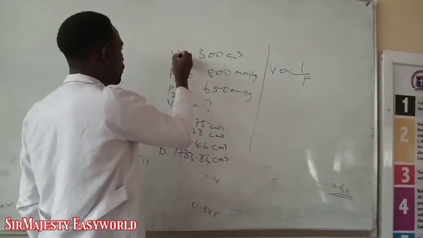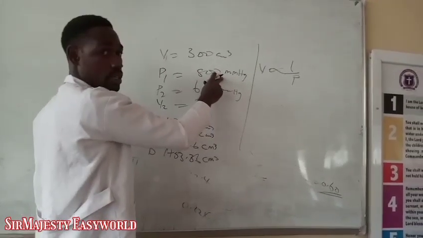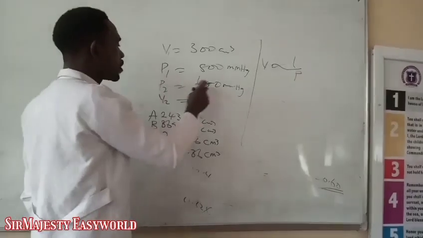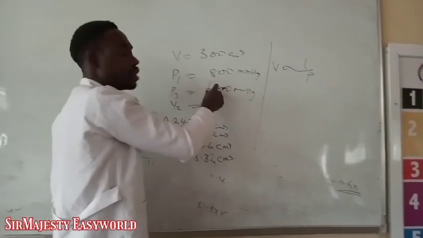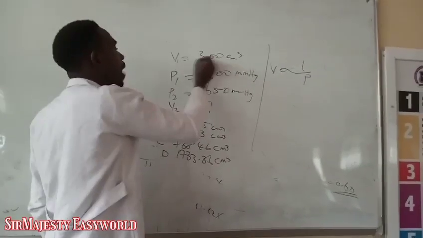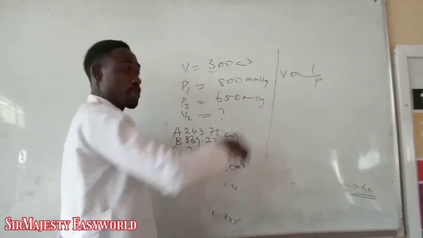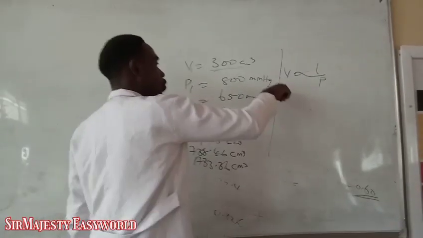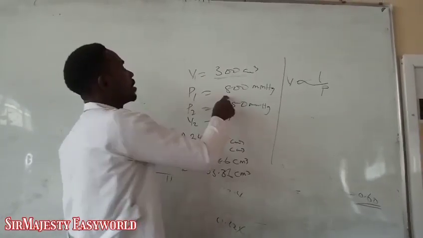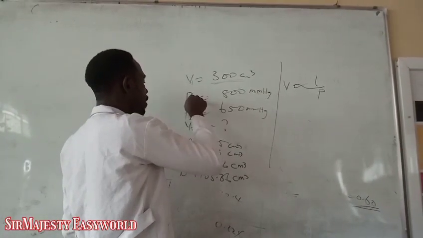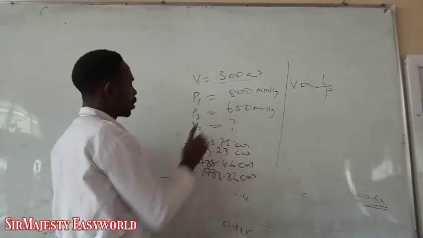Watch this. The first volume, V1, is 300, against the first pressure, 800. Then P2 became 650. It shows that pressure has reduced from 800 to what? It shows that now the second volume must be above 300. That's the law. The second volume must be above 300 because the law says that volume and pressure are inversely what? Proportional. So if our P1 is 800 when V1 is 300, and pressure decreases to 650, volume must be above 300.